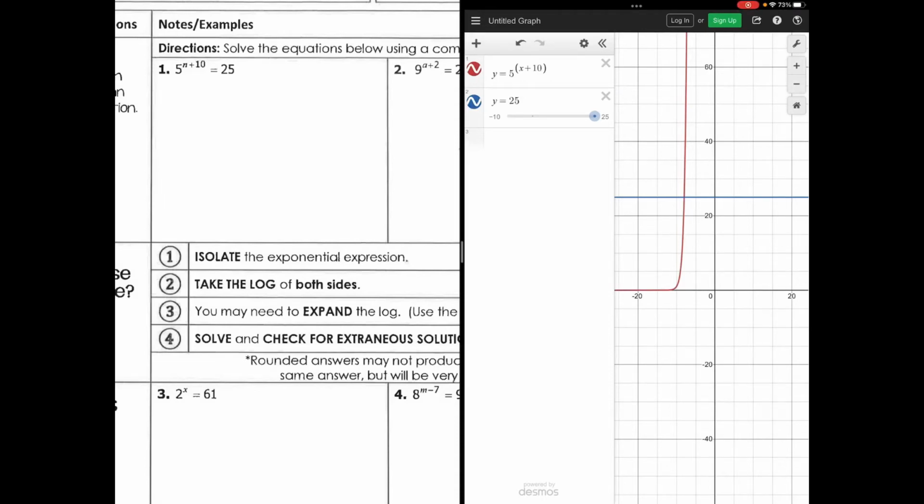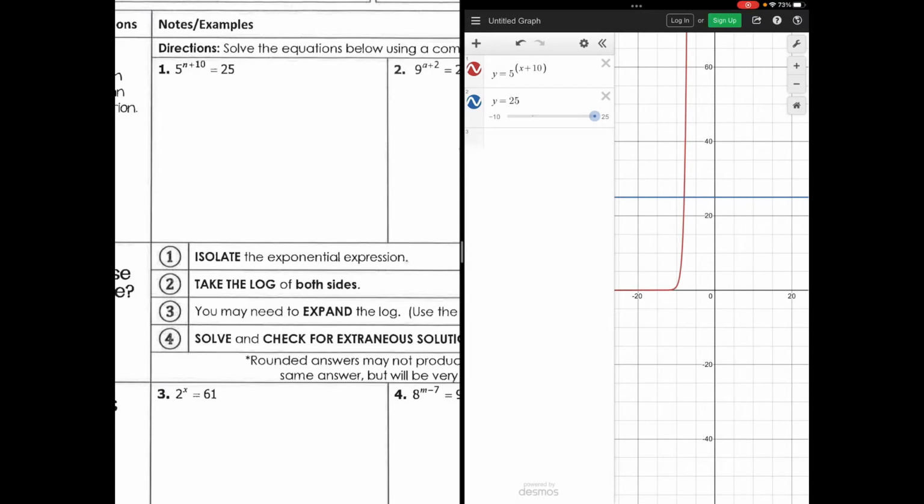Okay, boys and girls, we are looking at solving exponential and log equations today. We're going to begin by solving exponential equations, and we're going to use Desmos. When I get back to the classroom, I'm going to show you how to do it without Desmos because you need to know both ways.